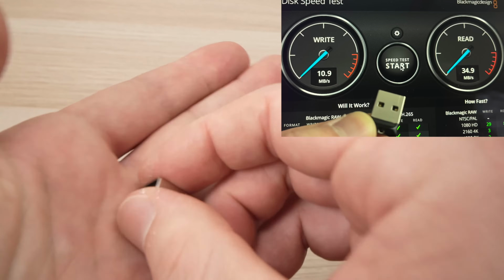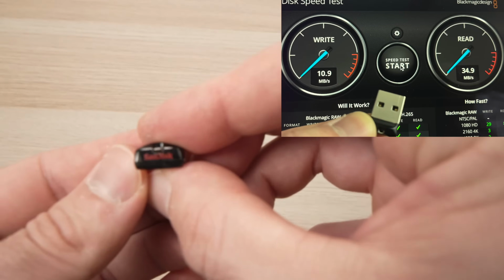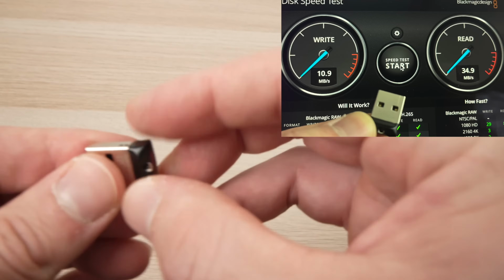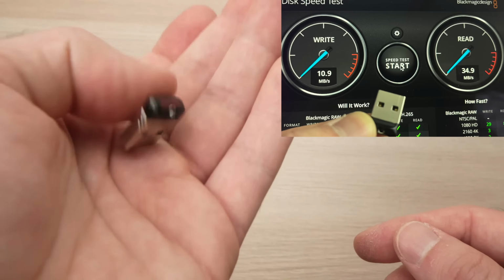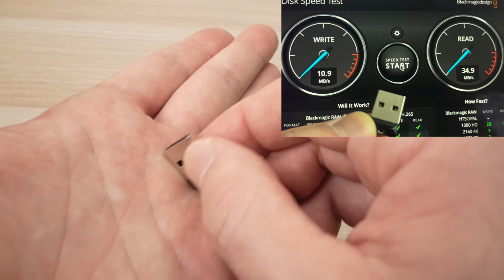Next on the list, we have the SanDisk Cruiser Fit. For a tiny USB 2 thumb drive, having 10.9 megabytes per second write speed and 34.9 megabytes per second read speed is not bad at all, because it packs all this performance in a very tiny format.